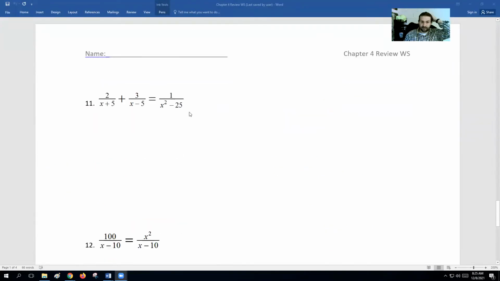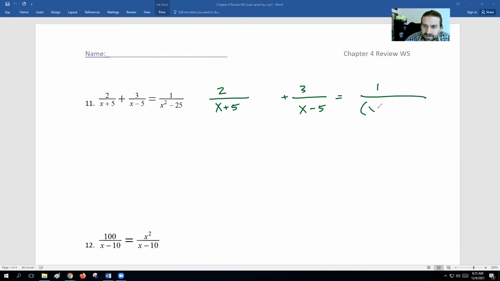Okay, now let's go through these ones here. So we probably want to factor first. Okay, so we got 2 over x plus 5, plus 3 over x minus 5, and then equals 1 over, if we factor that, you guys are probably getting used to this now, that's an x plus 5, x minus 5. All right, so let's say right off the beginning here, x cannot equal 5. Also, x cannot equal negative 5. So if we ever get those as the answer, we're going to cross those out.